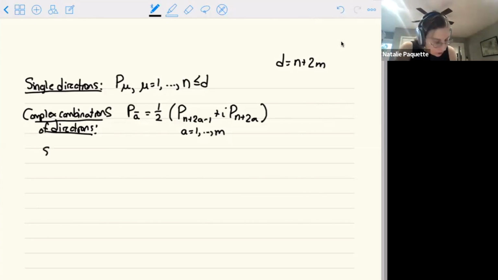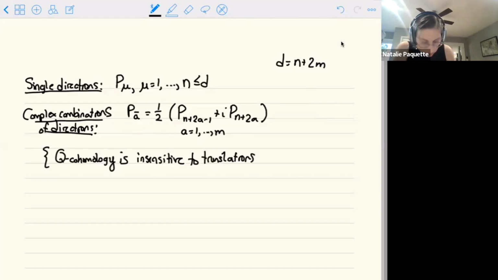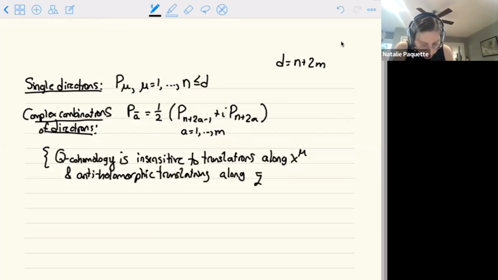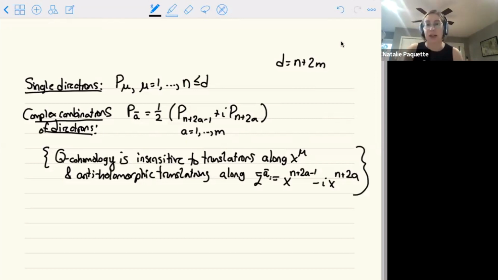So Q cohomology is insensitive to translations along x mu and anti-holomorphic translations along the z bar a bars, which were just complex combinations of some of my original coordinates. So I've written the most generic case where you have a mix of both of them.